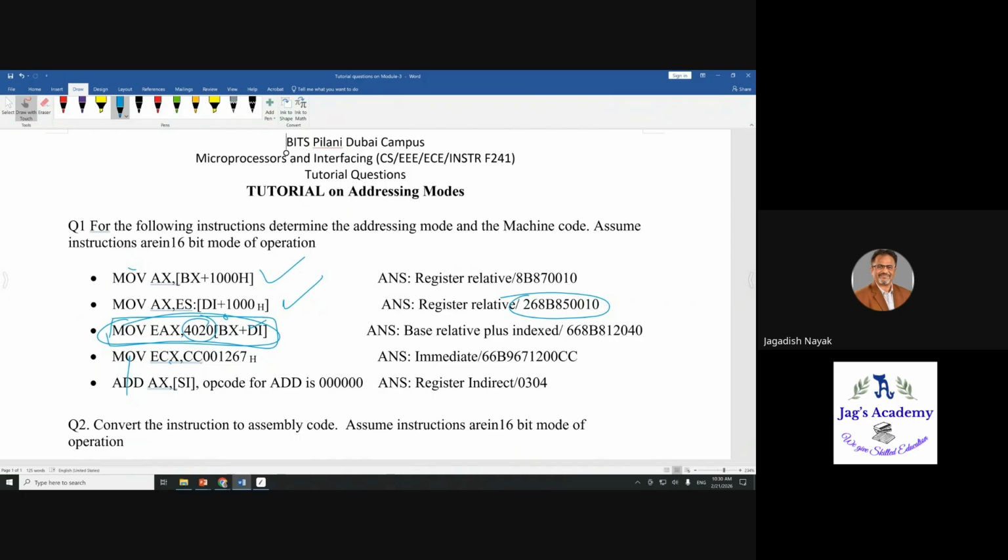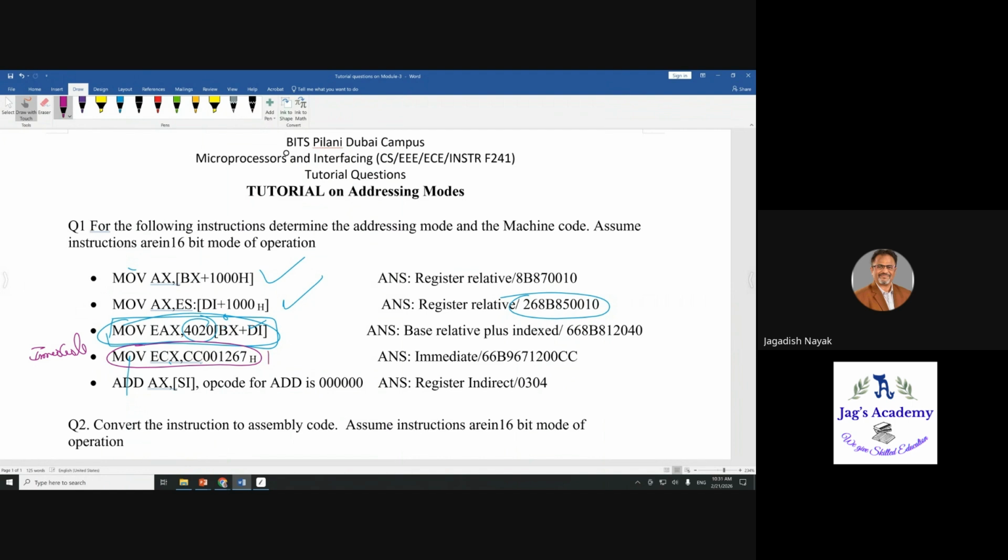I told you, right? I just now did one problem, how to convert this immediate addressing mode into machine code. It's very easy. Now you have to tell me, what is the opcode for this? It is not 100010. This is immediate addressing mode. I did one problem. It is 1011, right? 1011. This doesn't have a D bit, you know, right?